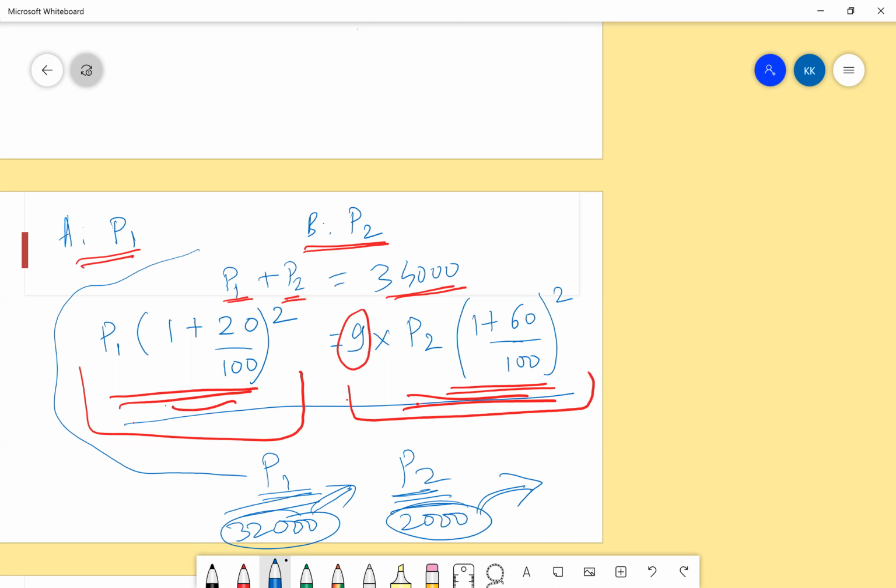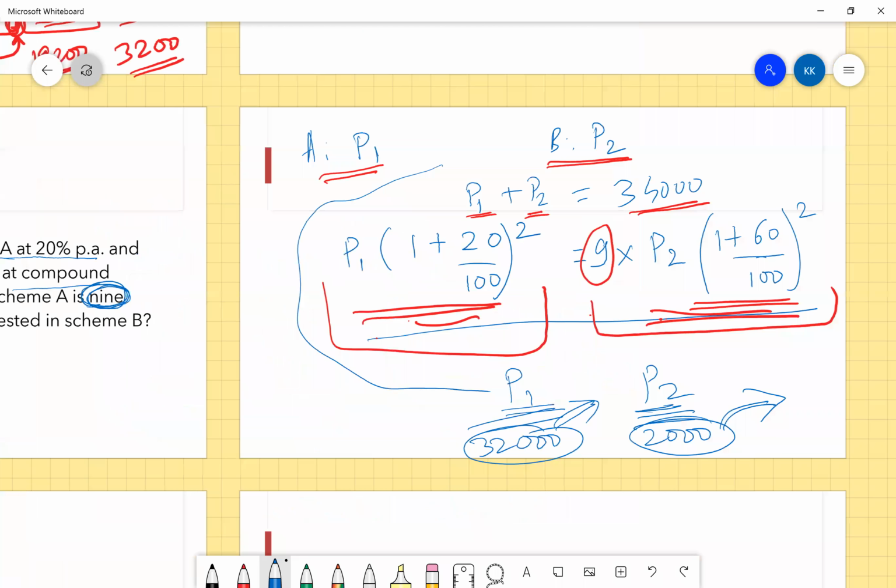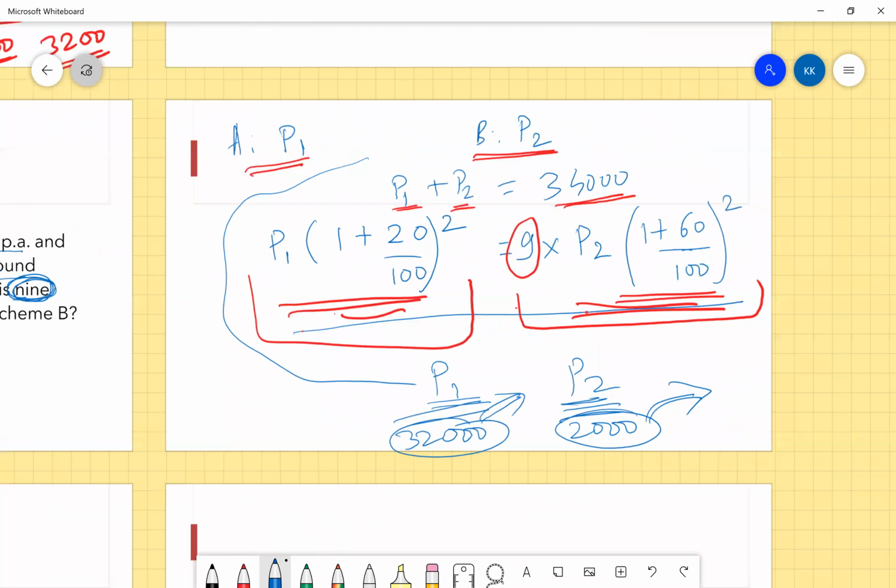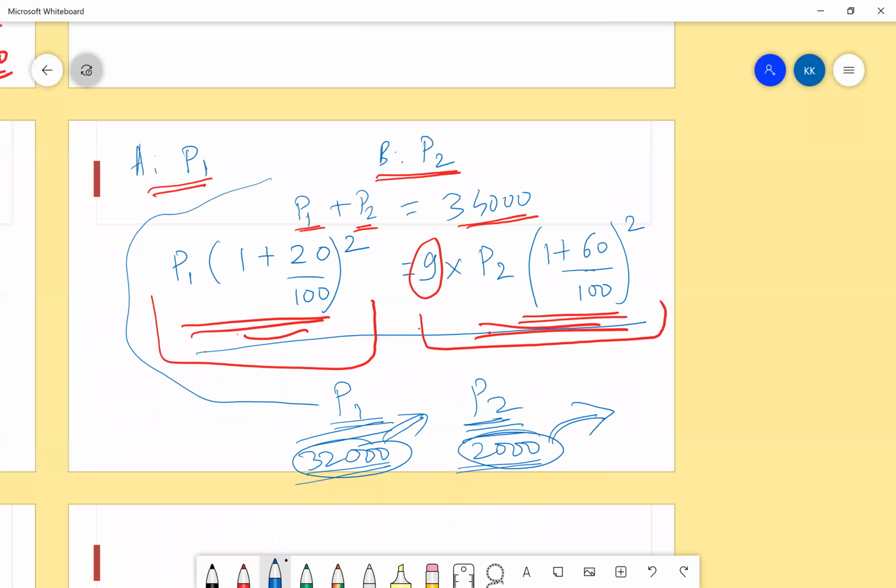I think my job as a quant teacher is done then. 9 into 64. Guys, did everybody understand the method? You can get your answers. Okay. So I'll be moving to the next question. And the answer to this part is 2000. P1 will come as 32,000, P2 as 2000 after solving it. Okay, great.